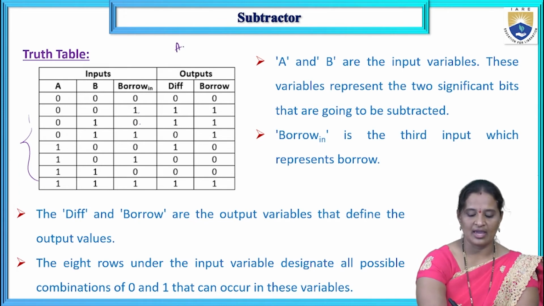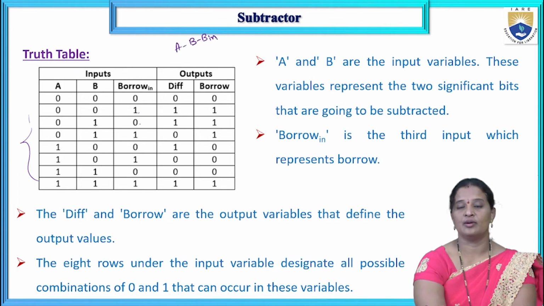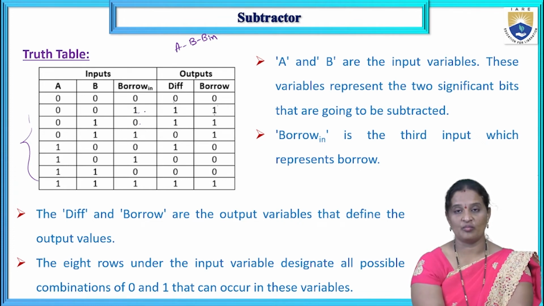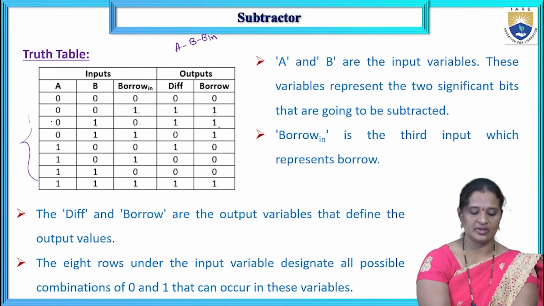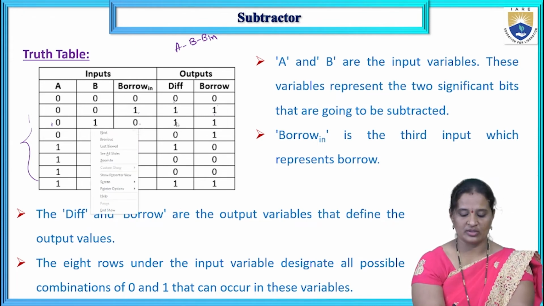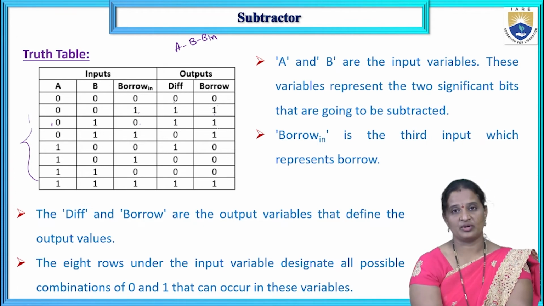Now what we are doing? A minus B minus borrow in. So 0 minus 0 minus 0 is 0, so difference 0, borrow 0. Next 0 minus 0 minus 1. Is it possible? No, we need to take borrow. So that is why borrow is 1. If I take borrow, it becomes 10 minus 1, so the difference is 1. Now 0 minus 1, so we have to take borrow. So the borrow input is 1, and if I take borrow here, this becomes 10. 10 minus 1 is 1, and 1 minus 0 again is 1. So the difference output is 1 and borrow output is also 1.